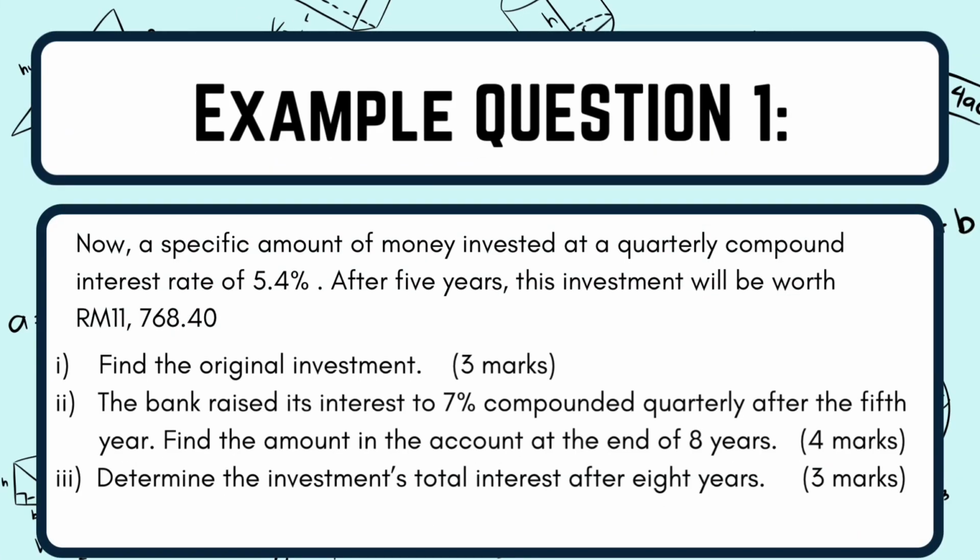Let's take a look at example question 1. A specific amount of money is invested at a quarterly compound interest rate of 5.4%. After 5 years, this investment will be worth RM11,768 and 40 cents. Number 1, find the original investment. Number 2, the bank has raised its interest to 7% compounded quarterly after the 5th year. Find the amount in the account at the end of 8 years. Number 3, determine the investment's total interest after 8 years.